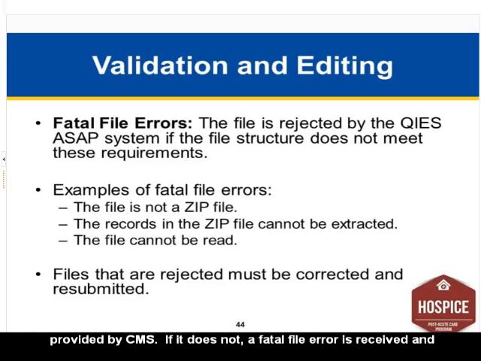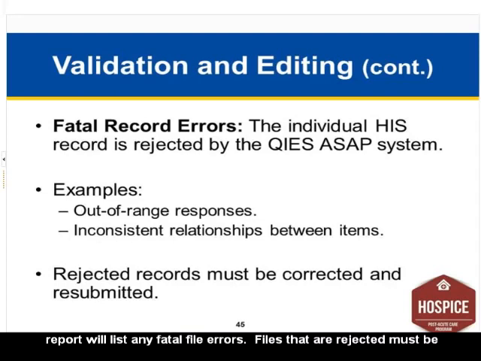ASAP system. Examples of fatal file errors include that the file is not a zip file, that the records in the zip file cannot be extracted, or the file cannot be read. The submitter final validation report will list any fatal file errors. Files that are rejected must be corrected and resubmitted. If the file structure is acceptable, then each HIS record in the file is validated individually for fatal record errors.